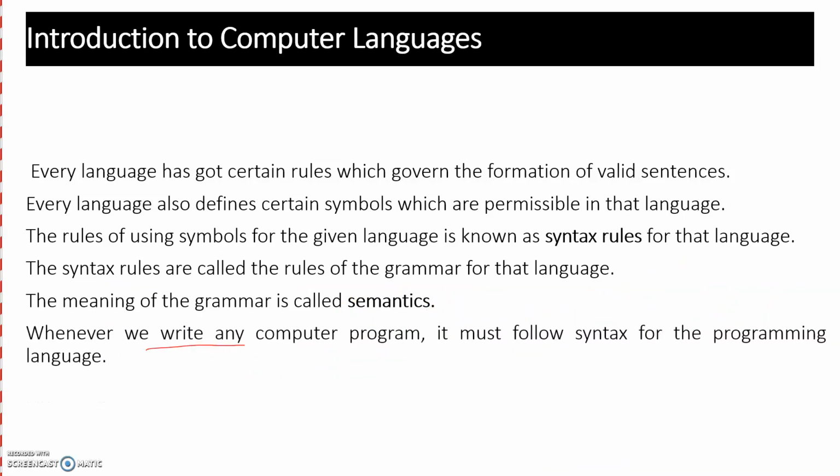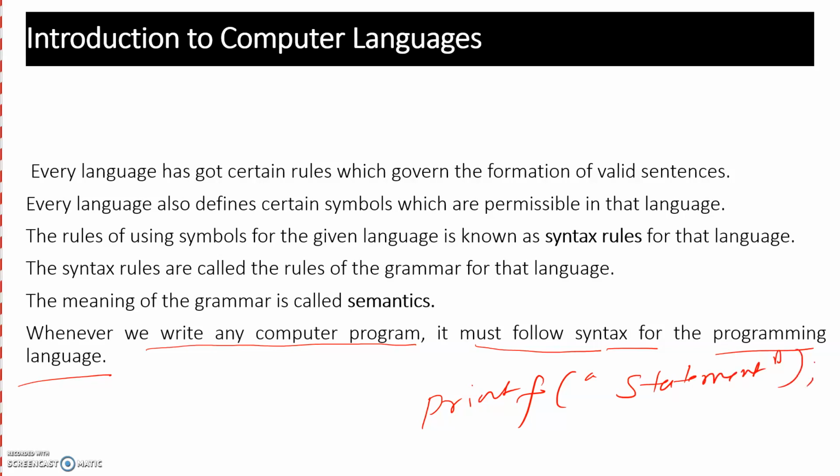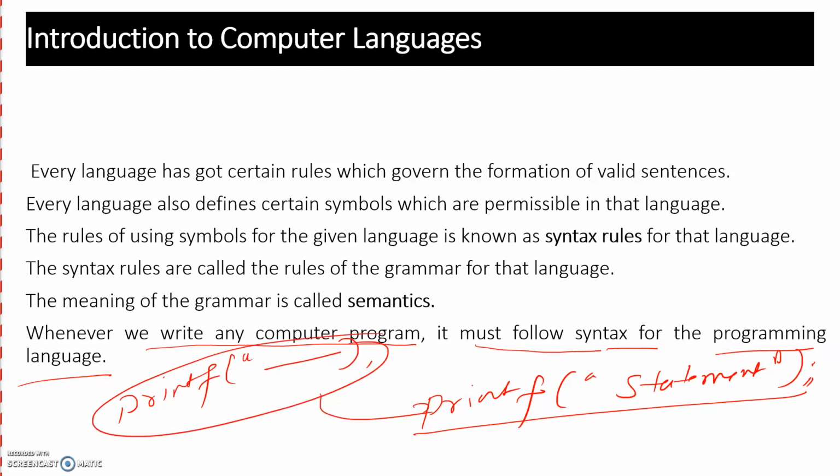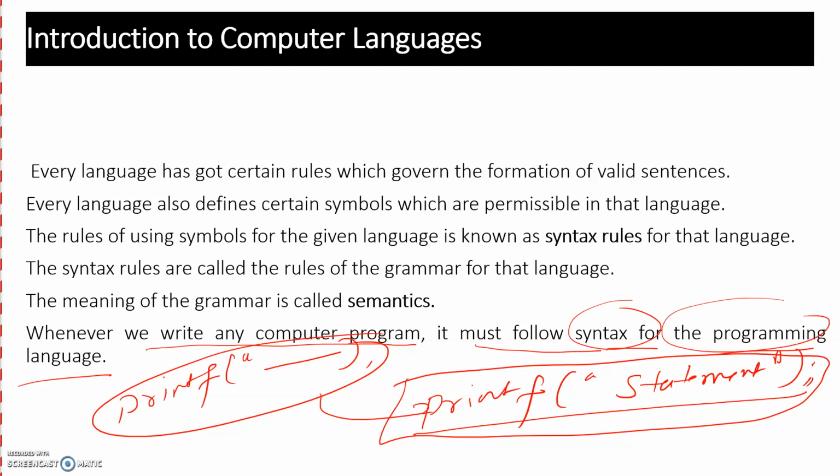Now, whenever we write a computer program, it must follow the syntax of the particular programming language. Suppose you are writing some instructions in the C programming language to print something, then you use printf, and the statement which you want to print will go in double quotes, and then it will be terminated with a semicolon. So this is according to the syntax given in the programming language. Different programming languages follow different sets of rules or grammars.